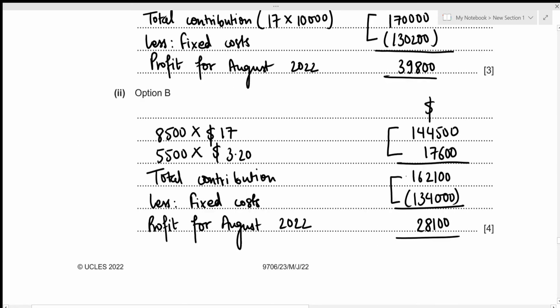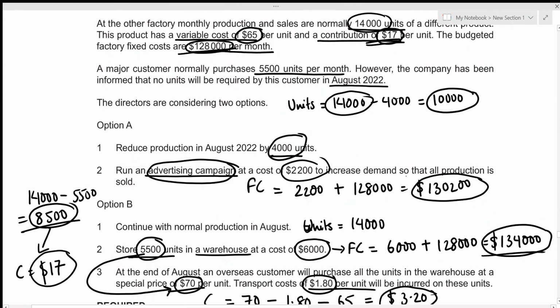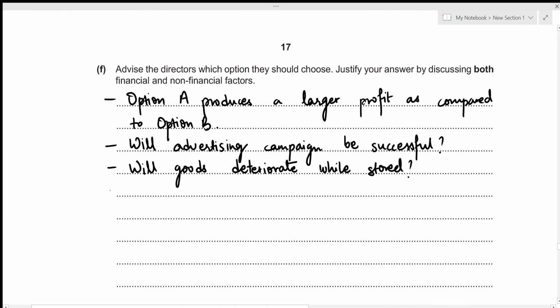Similarly, we know that the total production is being decreased for option A. We are decreasing the production by 4,000 units. Does this mean that the workforce will be affected? Since they do not need to produce the usual 14,000 units and only 10,000 units, will some workforce remain idle? That's a question. So we can write it down as well. Effect on workforce of reduced production in option A.